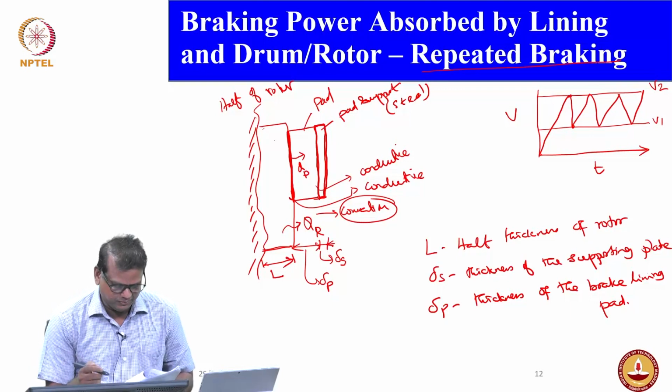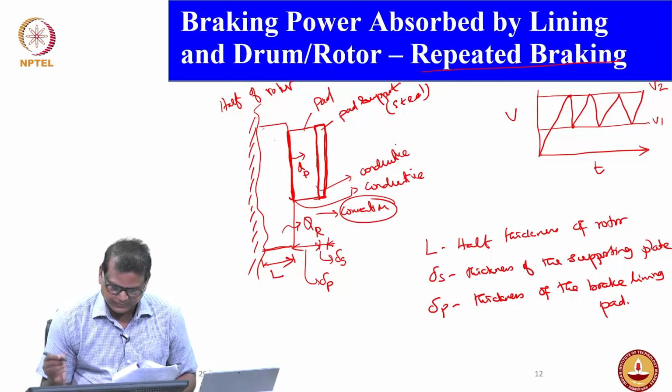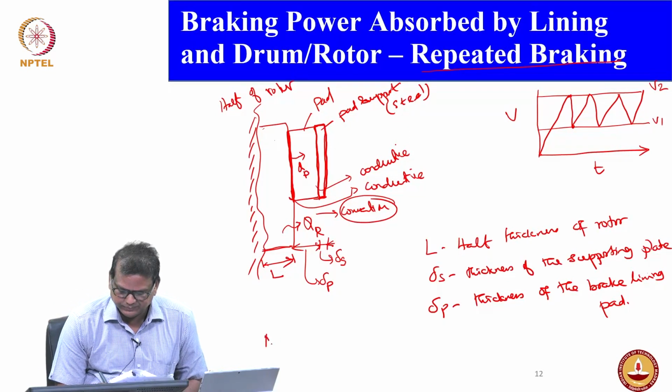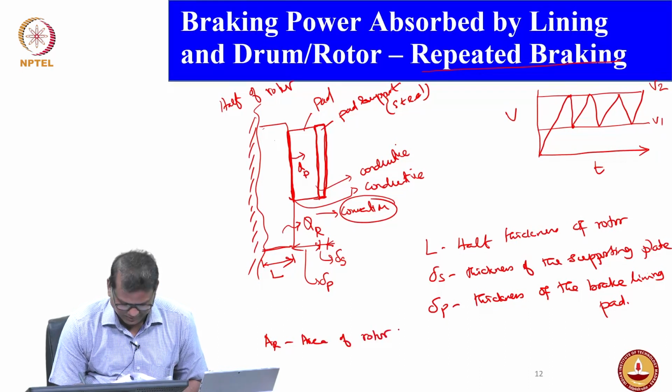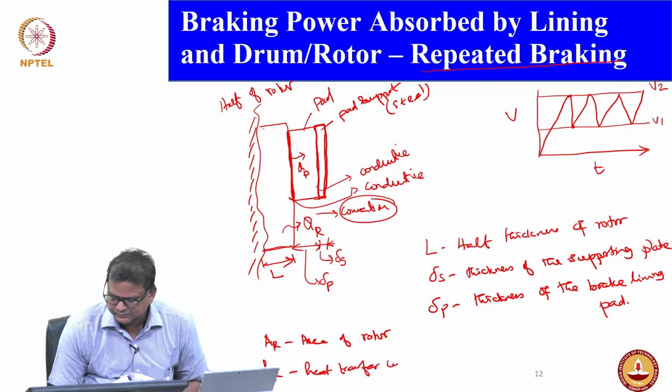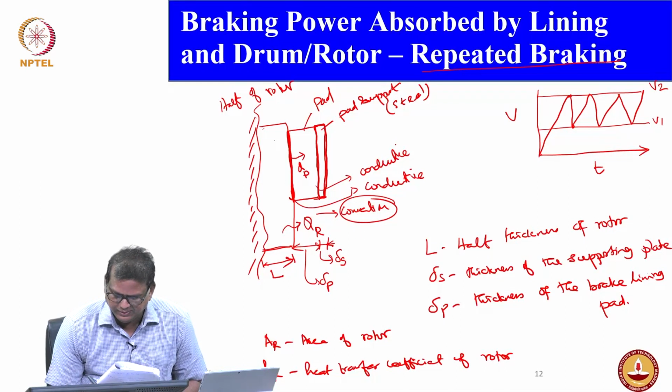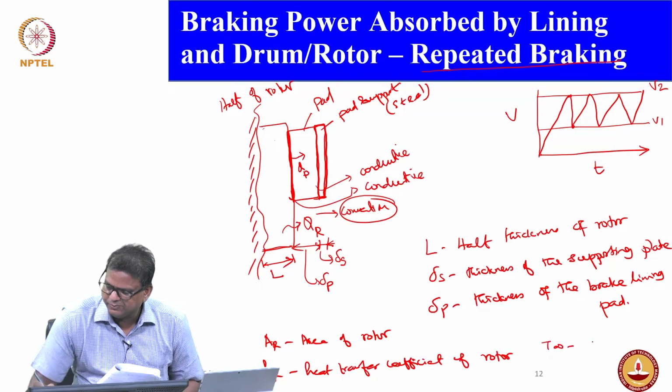So, in fact, what we do, we can take it as an area. I will introduce some more things. AR is the area of the rotor, and HR is the heat transfer coefficient of the rotor. And of course the temperature we will take as T infinity, the room temperature.